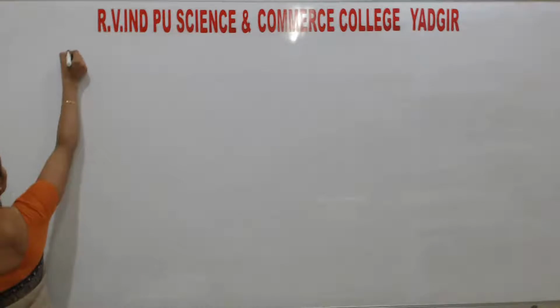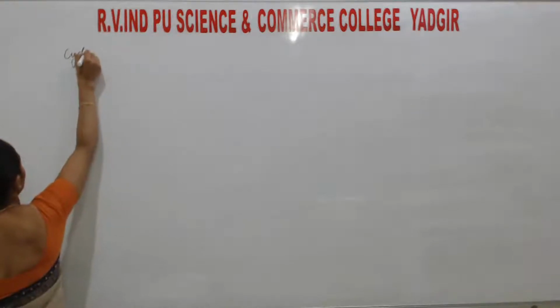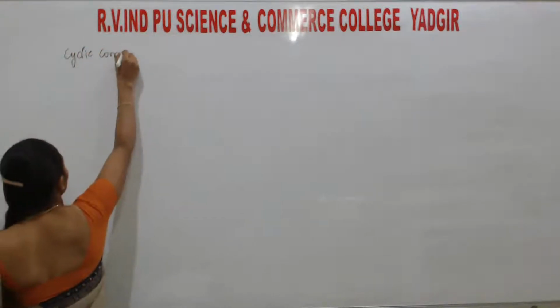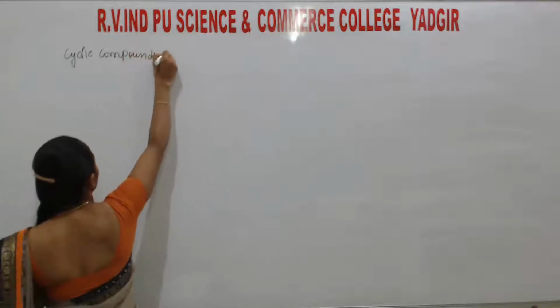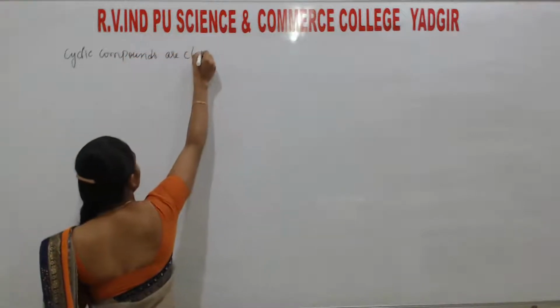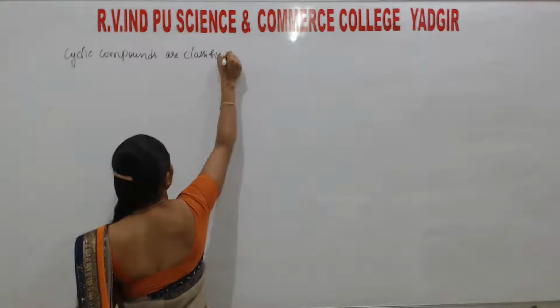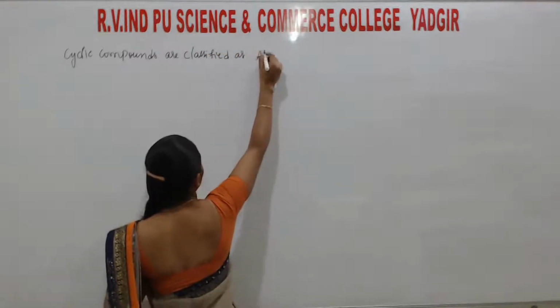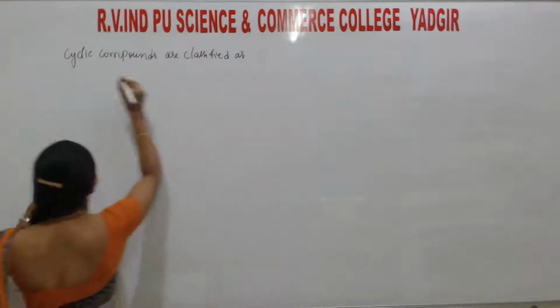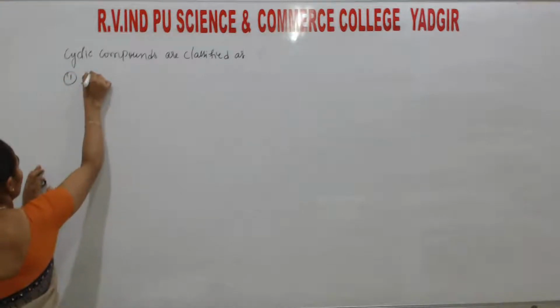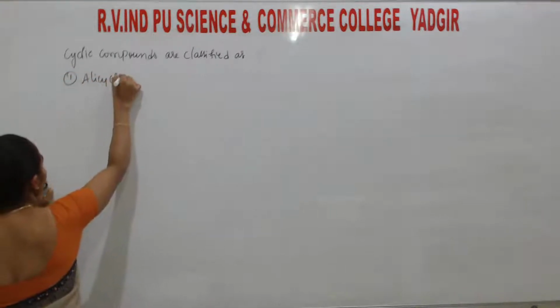Next one is cyclic compounds, which are classified as... first one is alicyclic.